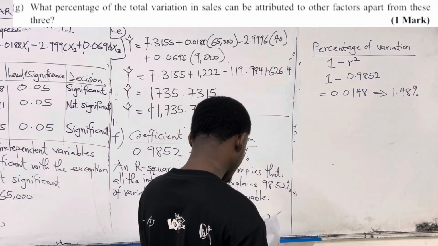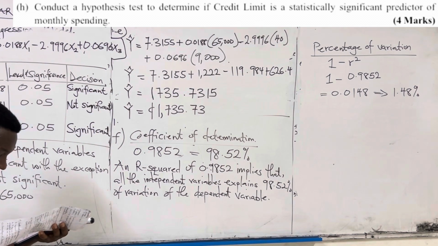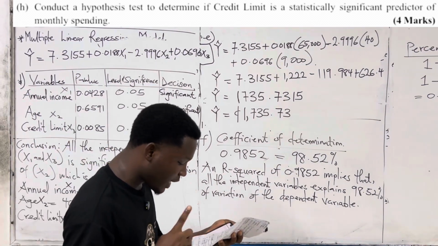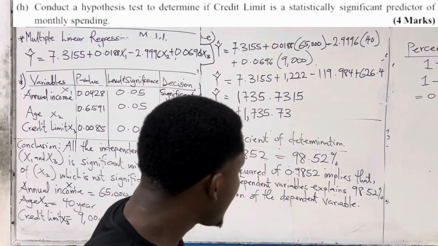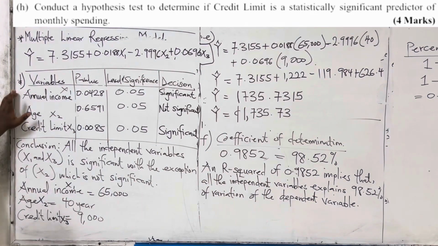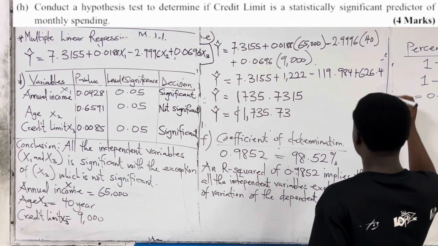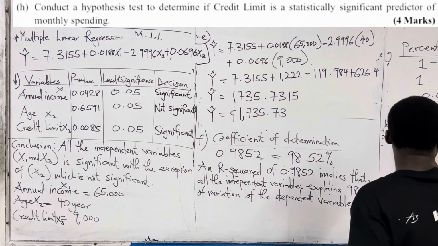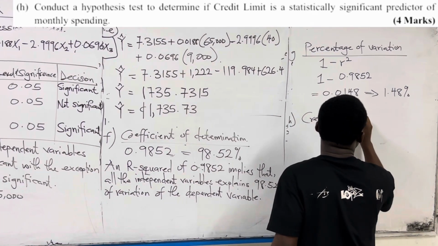And the last question: conduct a hypothesis test to determine if credit limit is a statistically significant predictor of monthly spending. So this one, they are just telling you to solve for the same thing, but limited to only the credit limit. So you take your credit limit. We are testing the credit limit, whether it is significant or not.